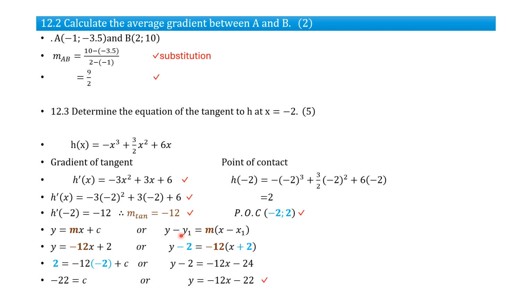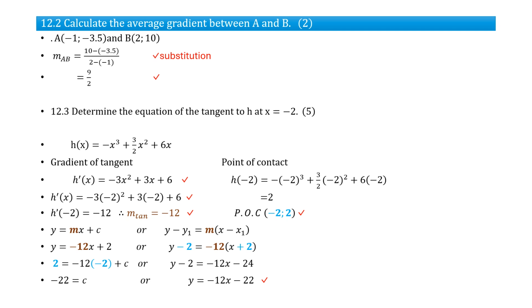Or y minus y1 equals m times (x minus x1). m we know is negative 12. My point of contact, my x value here, negative 2, right? Substitute in, I solve. Take negative 2 over, 12 times x, negative 24, plus 2 would give me then negative 22, and we end up with the same answer, right? So, there, that's for determining the equation of the tangent. So as I said, work through it, look through it, do your best, get to understand it.